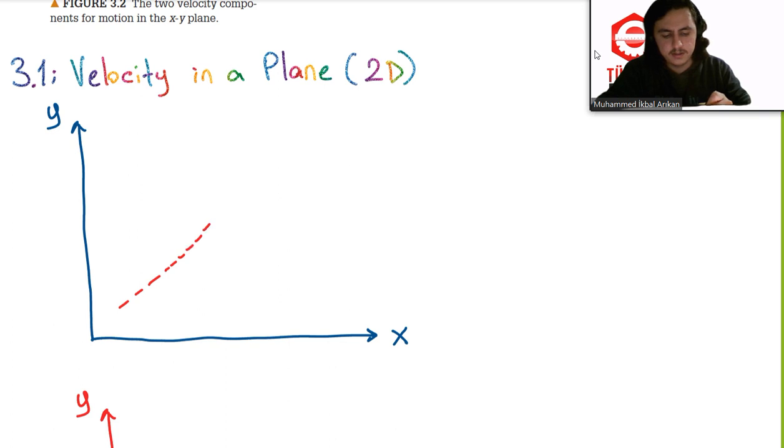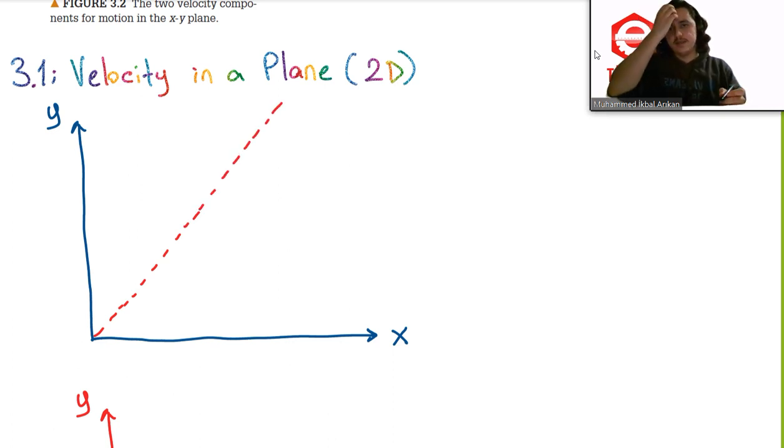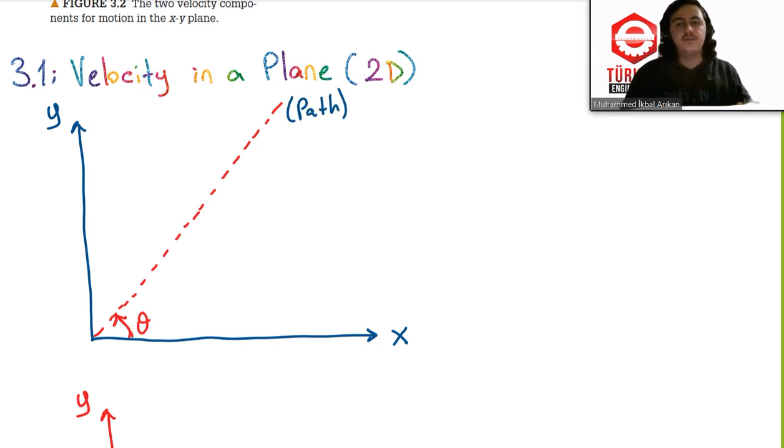Just let's put it better. Okay, so this is my path. I will start from the origin. Okay, so I have this path, and let's put our angle. Our path is inclined, and I have an angle theta. So this is my path, the path of the motion. And where is my velocity? Actually, if I'm moving on this path, my velocity must be in this direction, right? Onto this path.